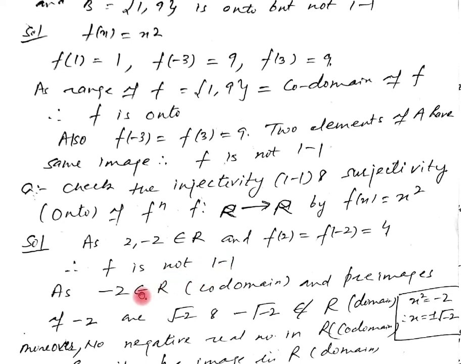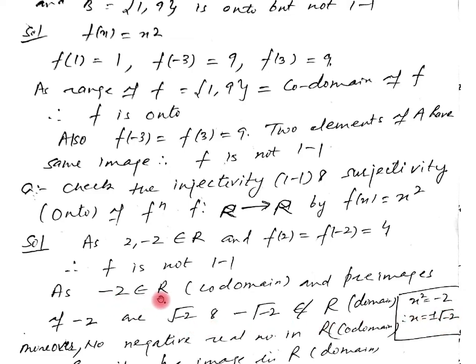Similarly, you have to check its own. Now let me take any negative number from the codomain. I have taken any negative number, minus 2, belonging to R, that means codomain. And now here x square equal to minus 2, x equal to plus minus under root minus 2.